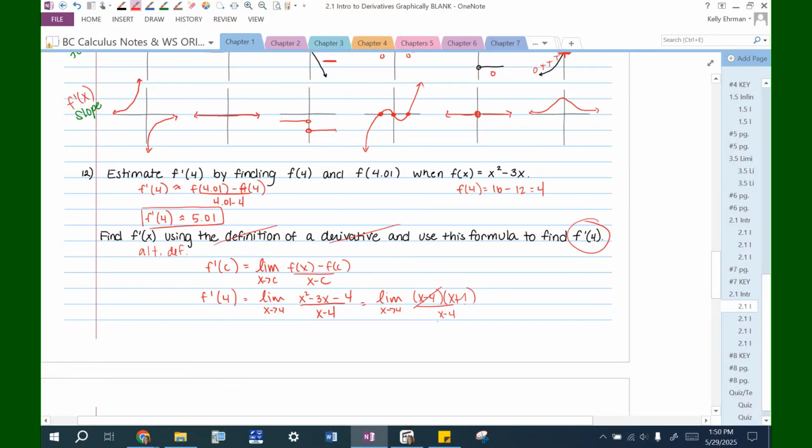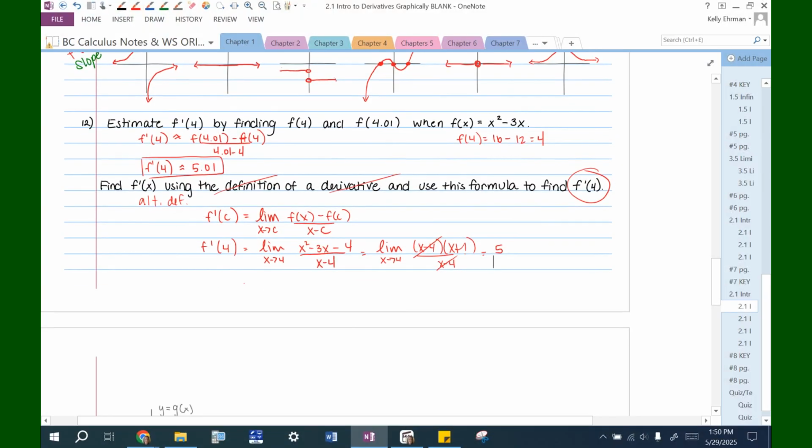And the x minus 4s cancel. And 4 plus 1 is 5. All right, so that means that, like I predicted here, f prime of 4 is exactly equal to 5. Our approximation was pretty good, but this is how we find the exact answer.